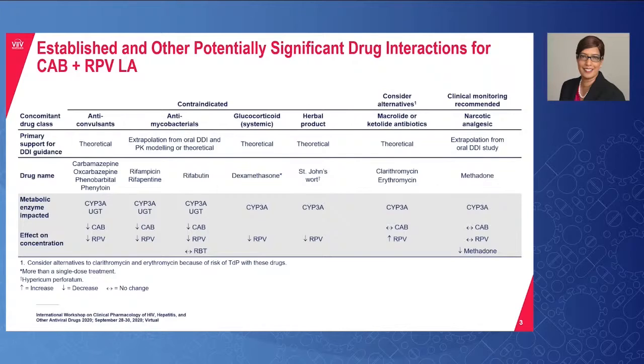In addition, alternatives to the macrolides clarithromycin and erythromycin should be considered because of the risk of torsades with these drugs. And then finally, clinical monitoring is recommended as methadone maintenance therapy may need to be adjusted in some patients during concomitant administration with long-acting CAB and rilpivirine.